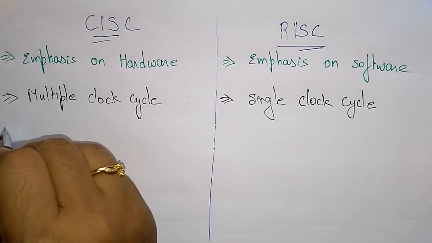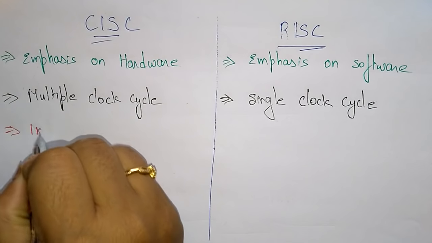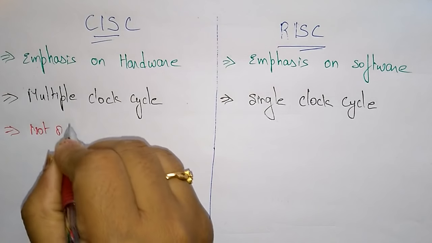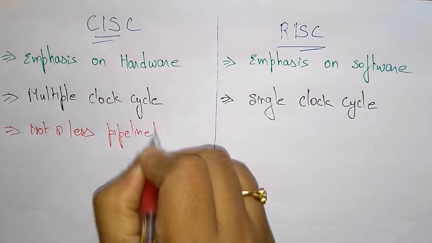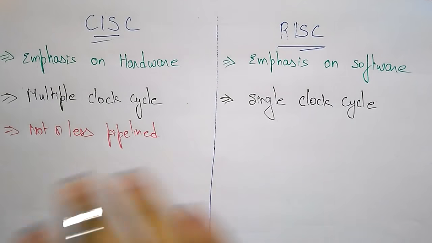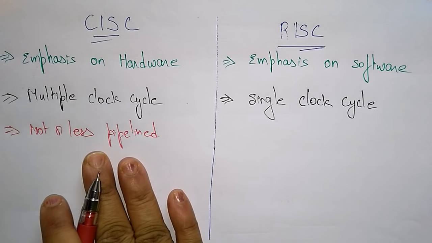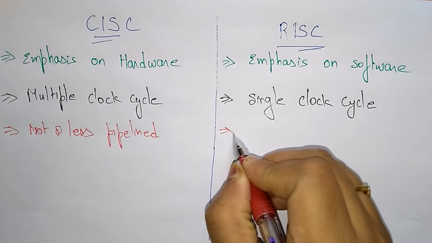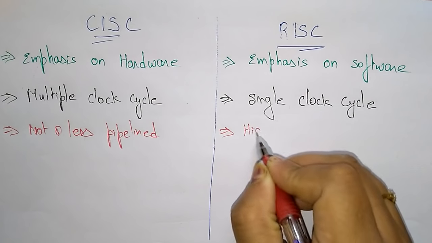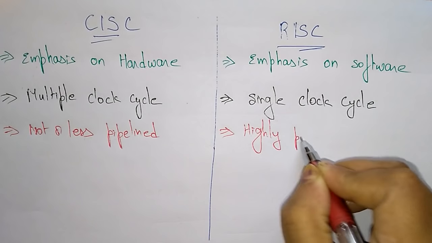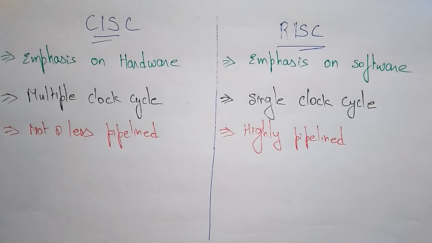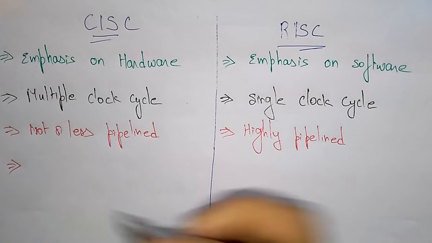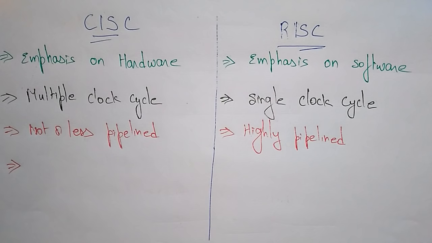Next coming, CISC consists of not or less pipelined. So it may not use the pipeline, but when compared to RISC, CISC uses only less pipeline structure, whereas RISC is highly pipelined.